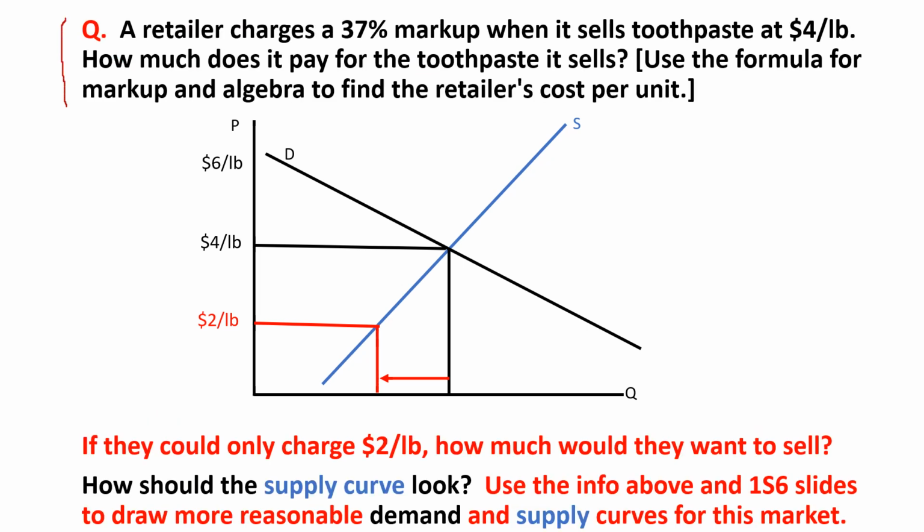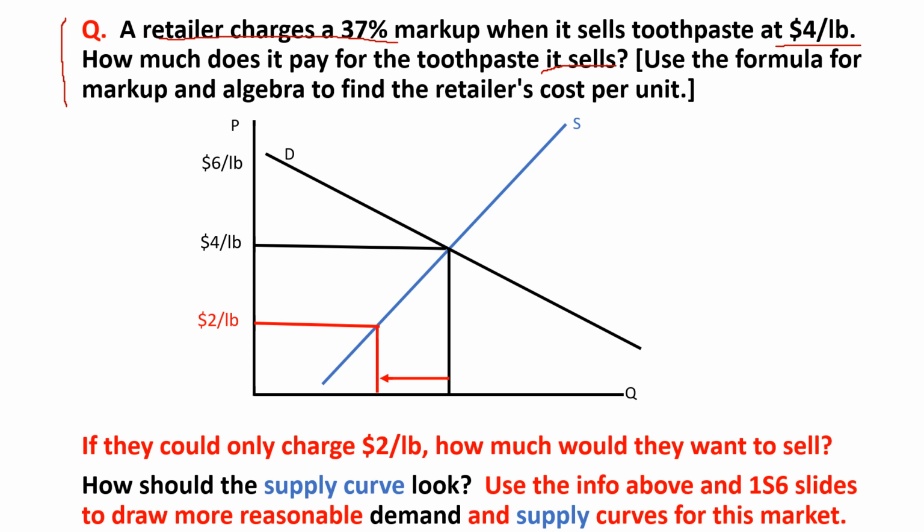Here's a question related to the costs of these sellers. There was a retailer who charged a 37% markup in the survey I mentioned. Now, suppose that they sold their toothpaste at $4 a pound. How much were they paying for the toothpaste that they sold? So what was their unit cost in that formula for the markup?